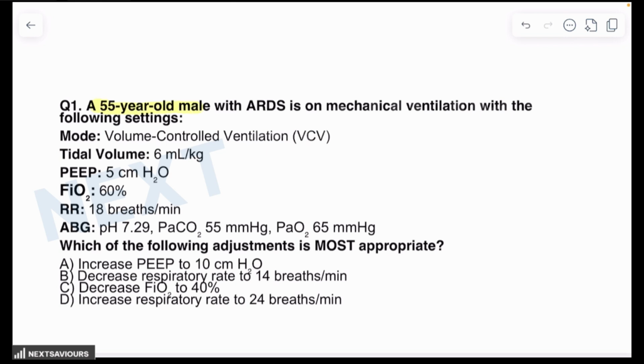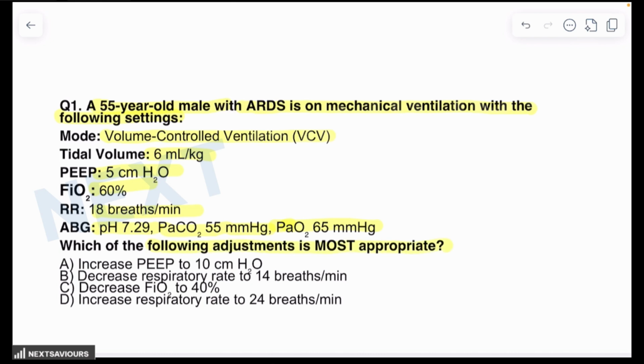These are the kind of questions which you are getting today in your examinations very commonly. A 55-year-old male with ARDS is on mechanical ventilation with the following settings. The mode is volume control ventilation. Tidal volume is set to 6 milliliters per kg. The PEEP is 5. The FiO2 is 60%. Respiratory rate is 18. And on the ABG, the pH is 7.29, the partial pressure of carbon dioxide is 55 millimeters of Hg, and the oxygen is 65 millimeters of Hg. Which of the following adjustments would be most appropriate in these settings?